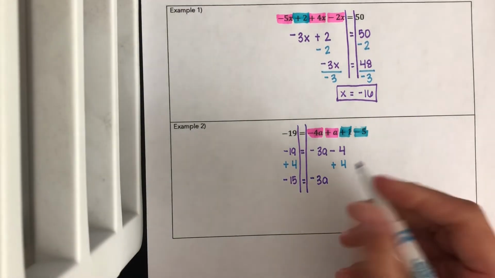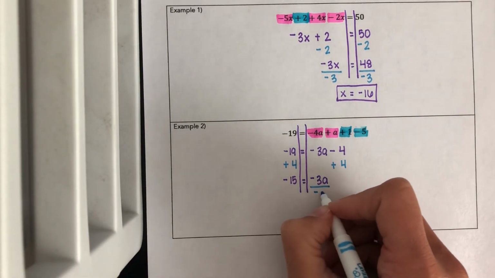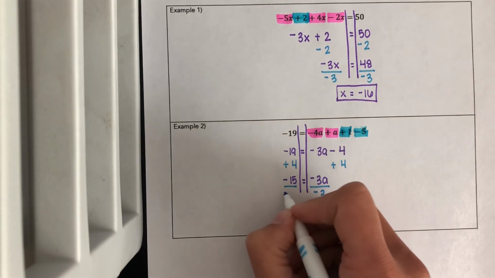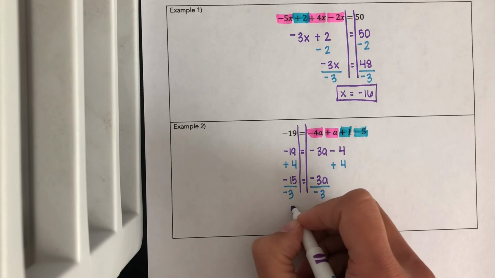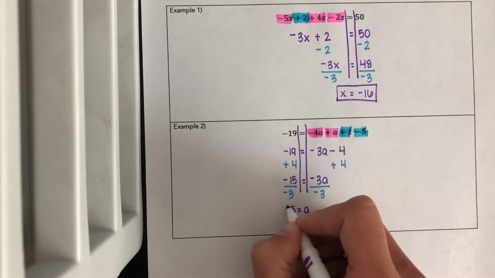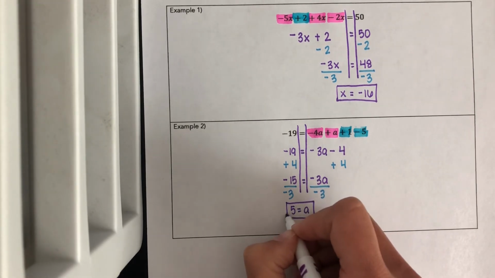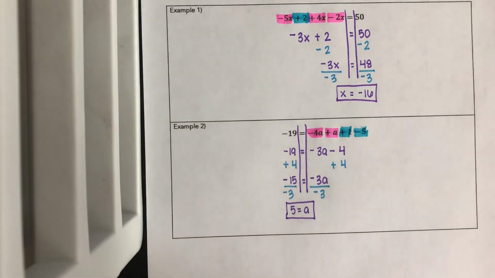And we're going to undo multiplying by negative 3 by dividing by negative 3 on both sides. And we're left with 5 is equal to a. So again, as you can see, we've combined our skills from combining like terms and solving equations, and we've now solved a multi-step equation involving like terms.